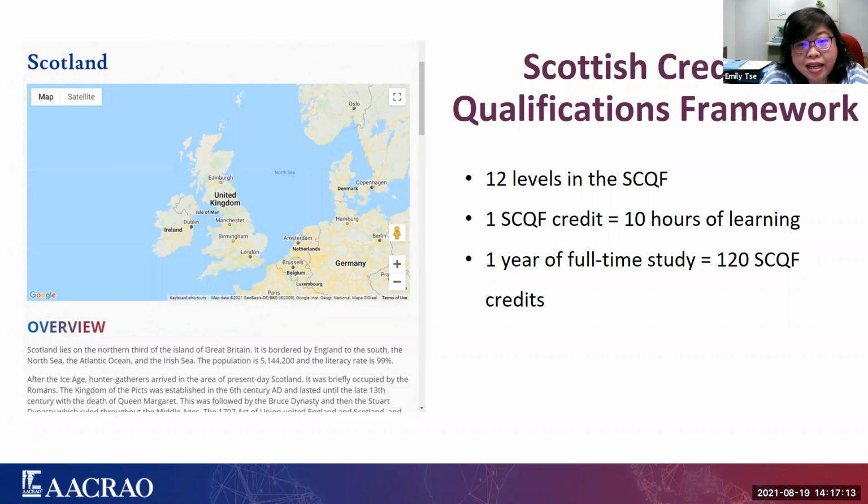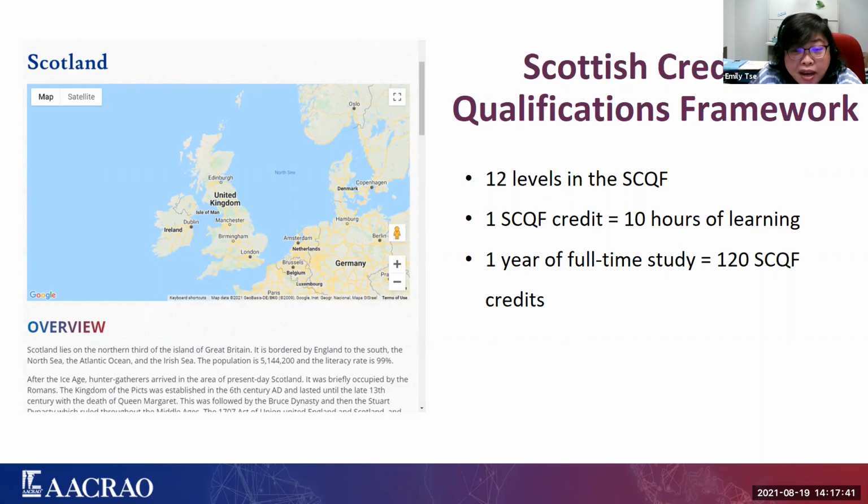So we did make a number of updates for Scotland, starting with the overview. What we did was we added the Scottish Credit and Qualifications Framework, or the SCQF. Now, the SCQF is the National Qualification Framework for Scotland. And what that does is it explains a number of things. It explains the relationship between all the major Scottish qualifications, as well as the level of difficulty, as well as the size of the qualification.